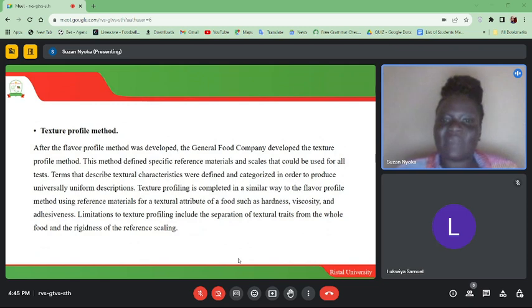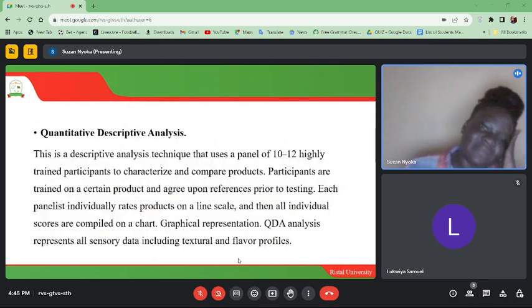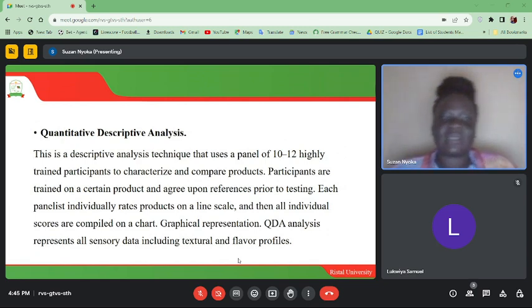Yeah, you have some reference materials, you have your products, and then you test. You test for their textures while looking at the reference given.